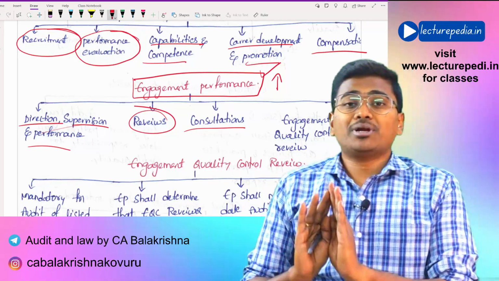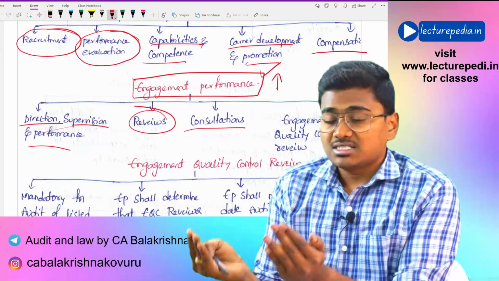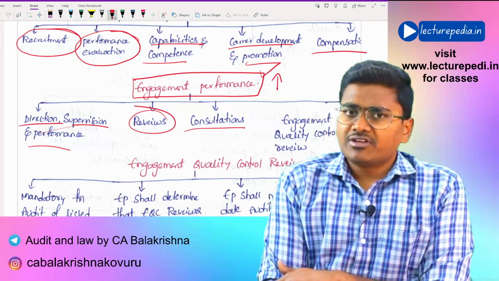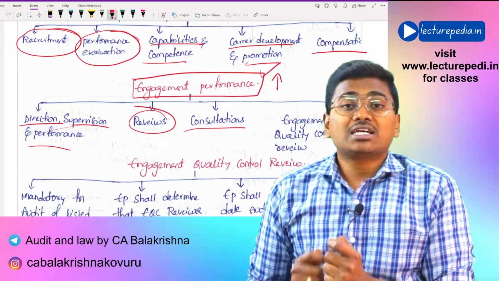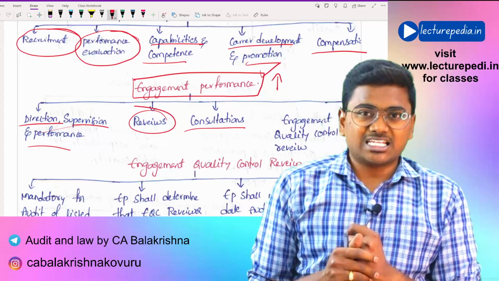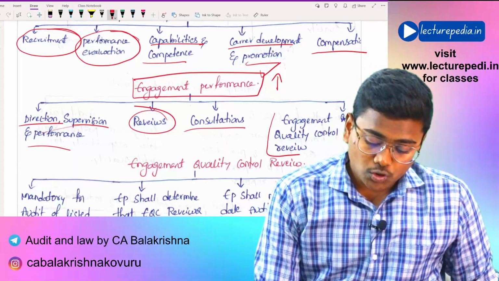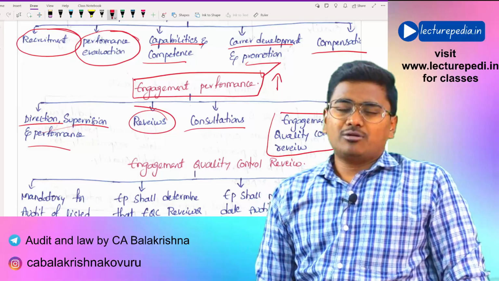There should be proper consultations that must take place if the audit staff find any findings during the audit, or they are having any issues during the audit. Even this will help to increase the performance of the engagement. And finally, there is the engagement quality control review, which will also help to increase the performance of the engagement.